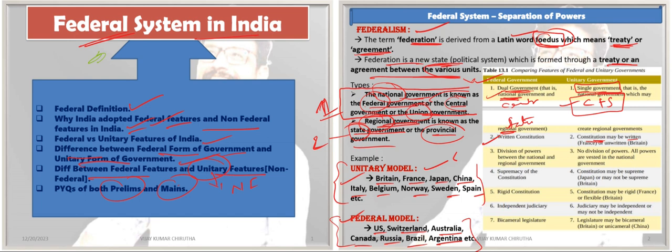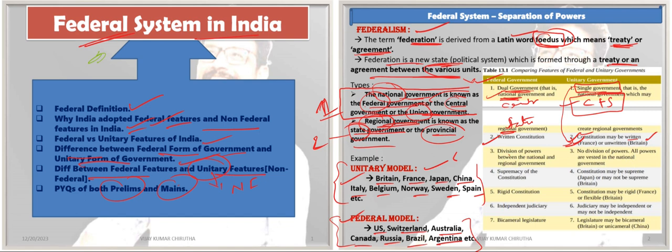The constitution may be written, for example France, or unwritten, as in Britain, for that single government. France and Britain: France has a written constitution, and Britain follows an unwritten constitution.